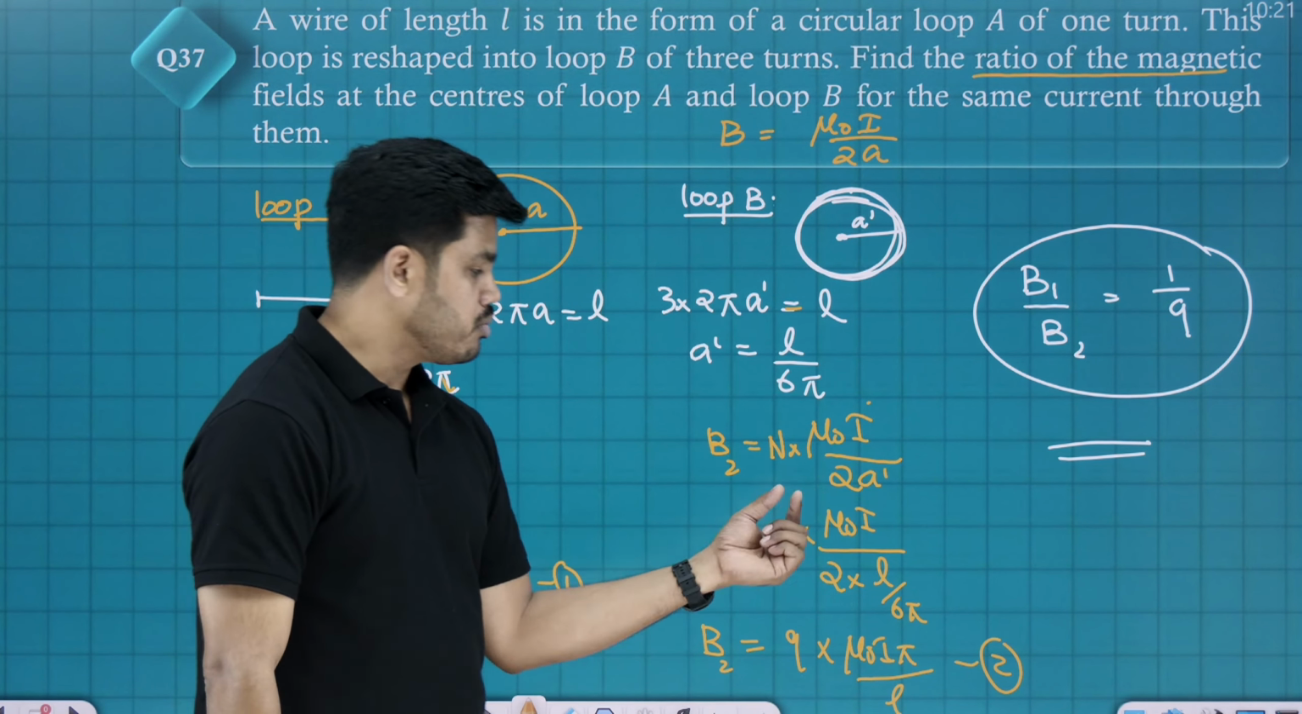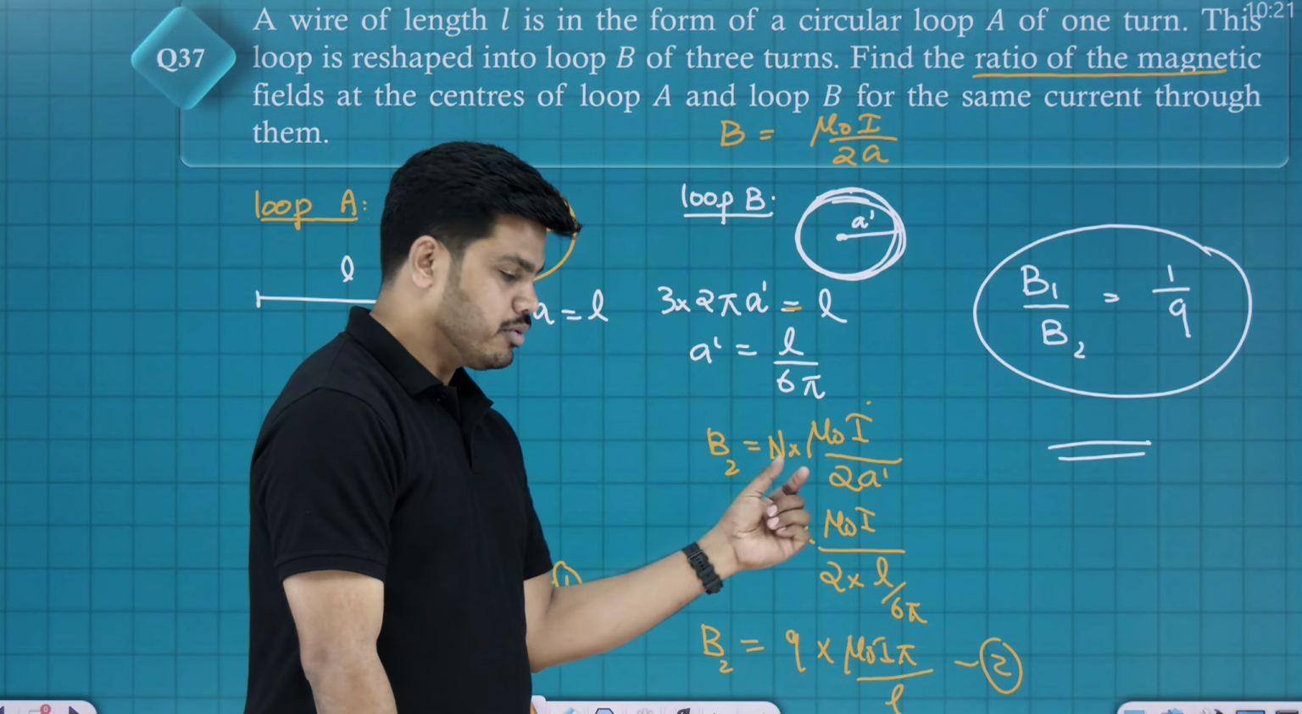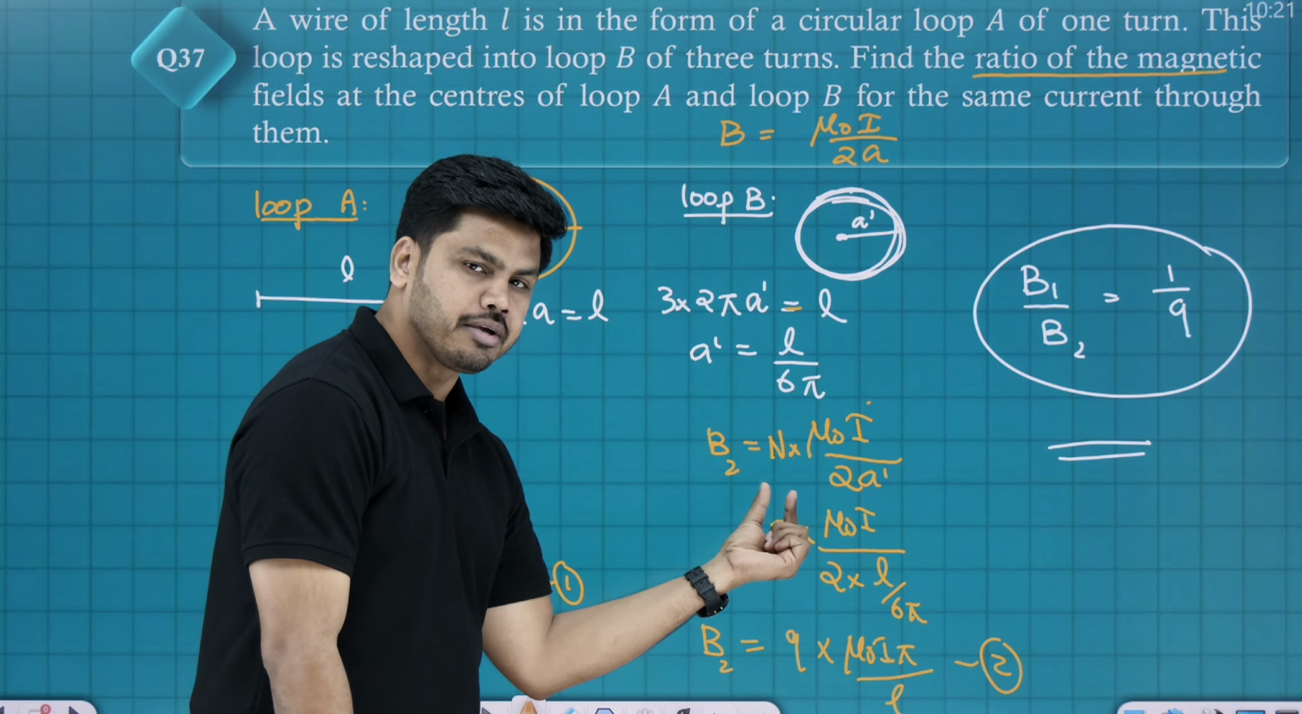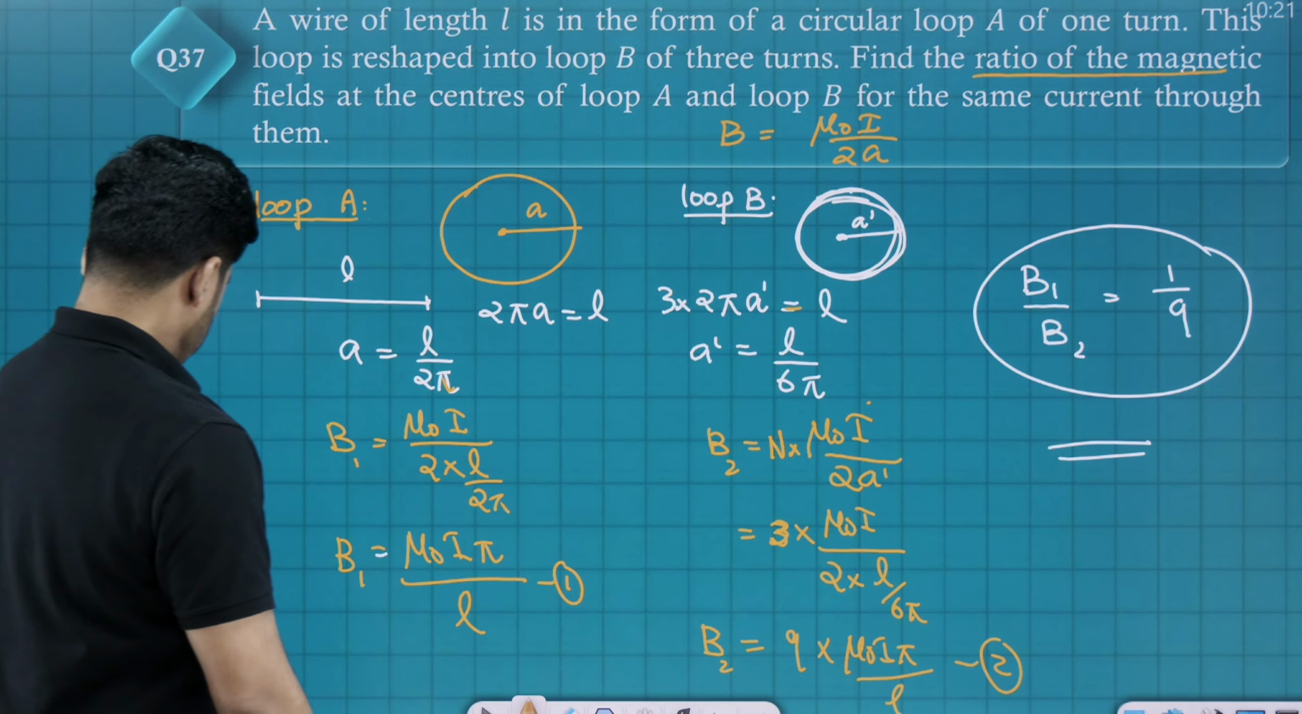Okay, right. So remember to multiply with this n that we usually forget. There will be n number of turns that you have to multiply here. Okay. Next one.